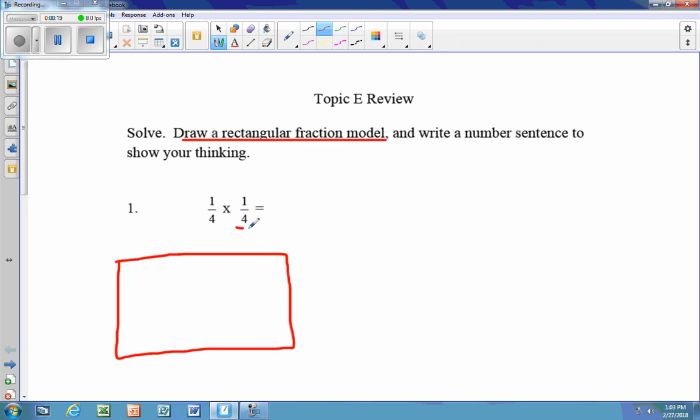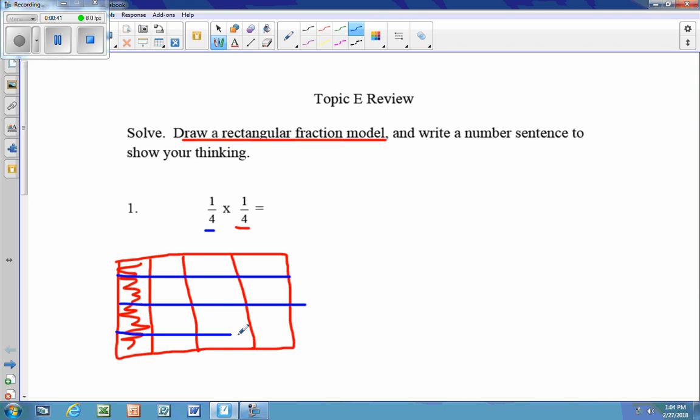We always look at the second number first, which says 1/4. So we split that into fourths, and we're going to shade in one of the fourths. Then we look at the second one, which in this case is also 1/4, and we go horizontally. And we shade in 1/4 of the fourth. So just of the shaded section.